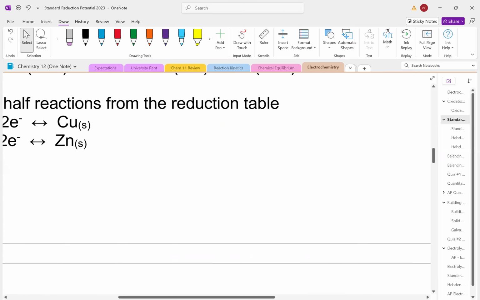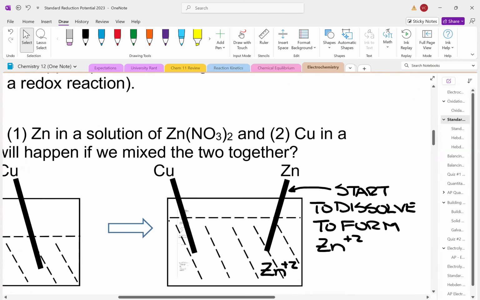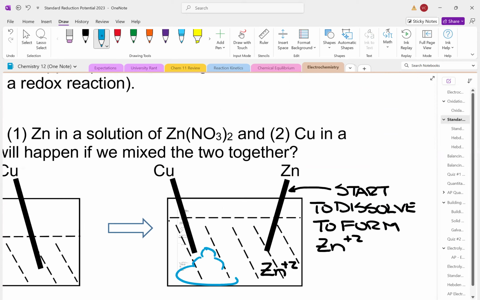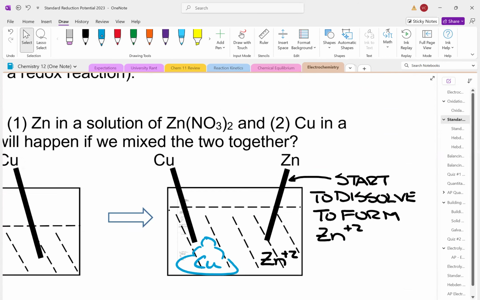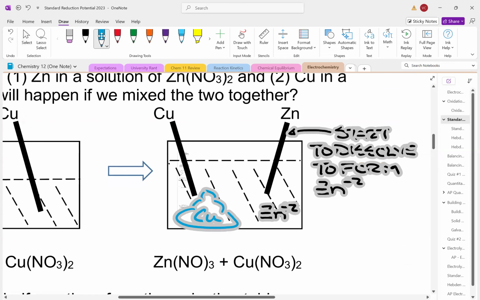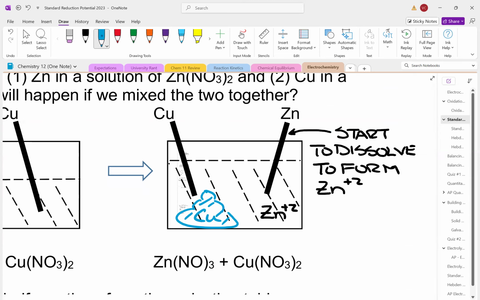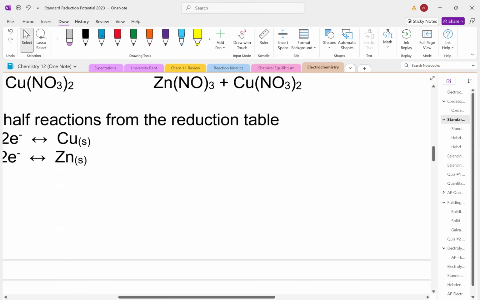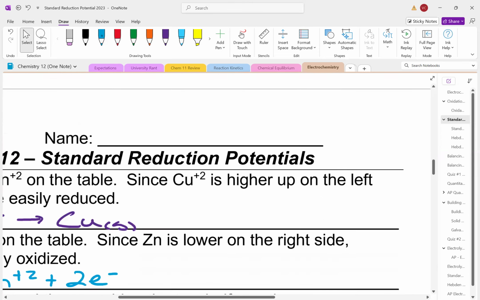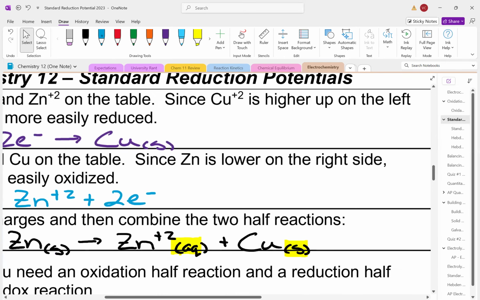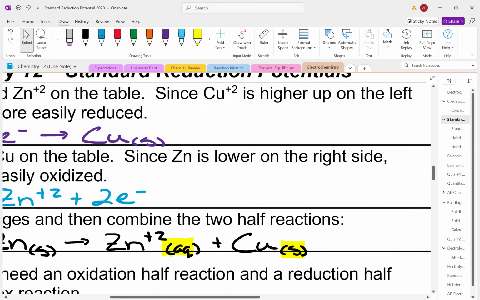Now, what happens on the copper side is that the copper will start forming a solid here, okay? And so you're starting to get little pieces of copper solid being formed in the bottom of the solution. Again, why is that? Because looking at the products, notice that we're forming copper solid.